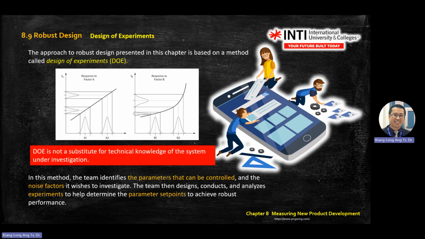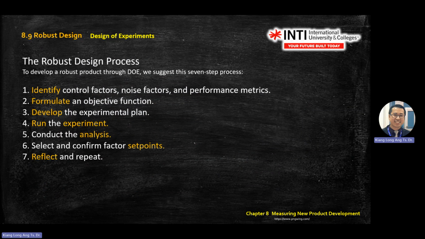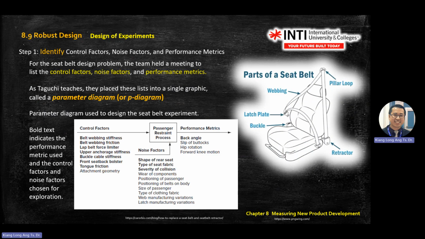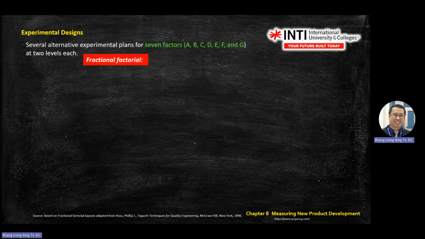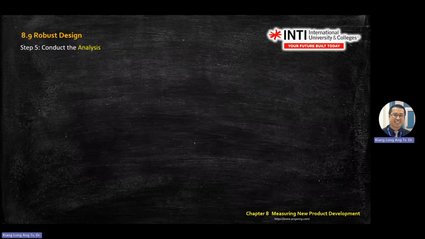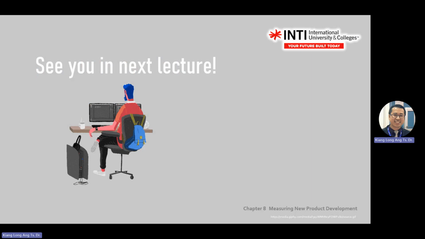This one is a lot. Too much information. Okay, Taguchi's design process, 7 steps. Just memorize: identify, formulate, develop, run experiment, do analysis, confirm, and then reflect. The rest you read. Lots of information there. 7 steps, blah, blah, blah. Go very fast. Design of experiment, go and have a look. Okay, with this we conclude chapter 8.